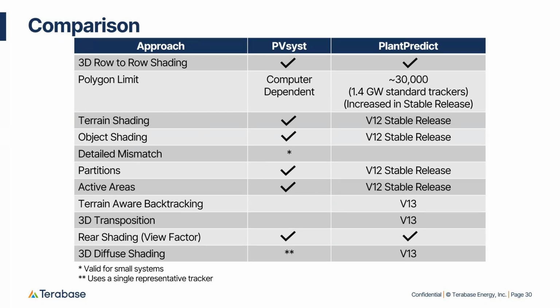Sort of forward-looking, in the next version we would like to work on terrain-aware backtracking and the 3D transposition that comes with it, where if each tracker is at a different angle, you'd want to do a new transposition model for each one of those bays. And we're also looking into how we would supplement our beam shading with diffuse shading. Okay, next.